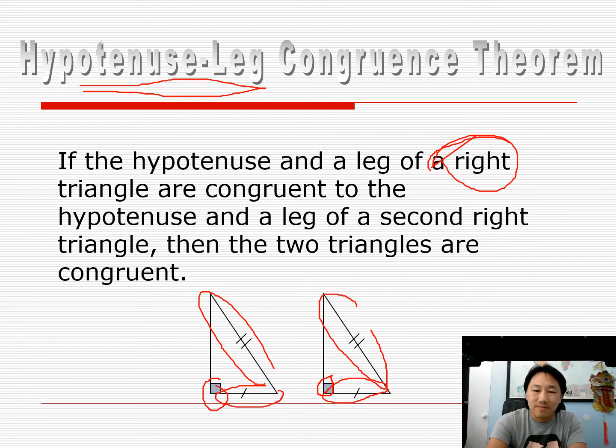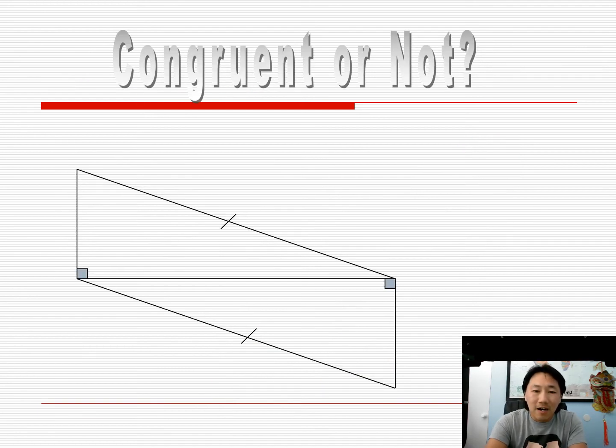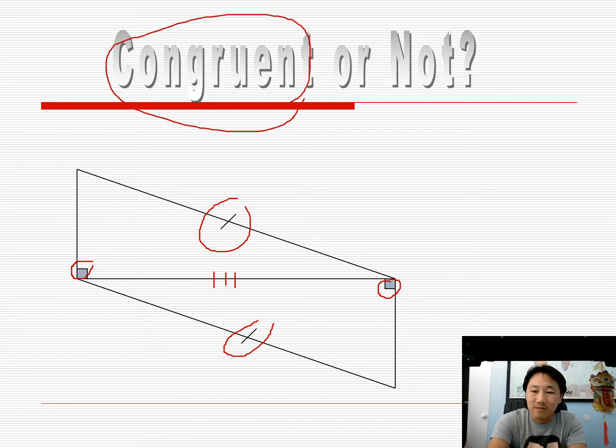All right, let's do a few examples. Let's look at these two triangles. Again, the two triangles are squished together, so it tries to confuse you. But let's see. It looks like a right angle, so that's good. And then we have the hypotenuse, and then we have the side it shares. So I think it qualifies. You have a right triangle, you have the hypotenuse, and you have one of the legs, the one they share. So yes, this is congruent.